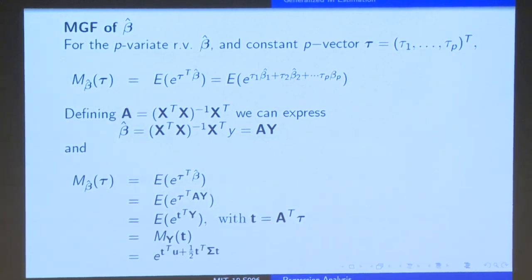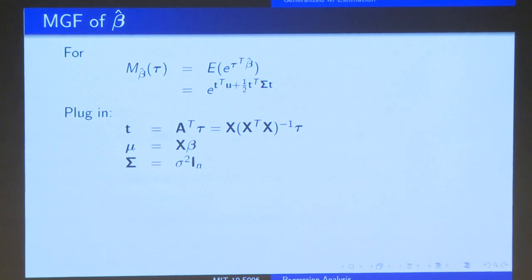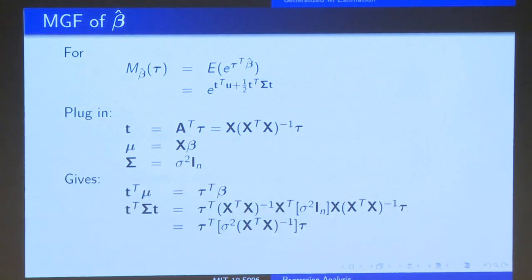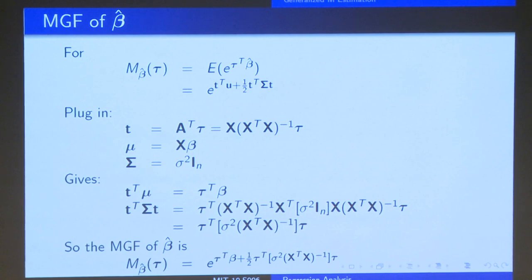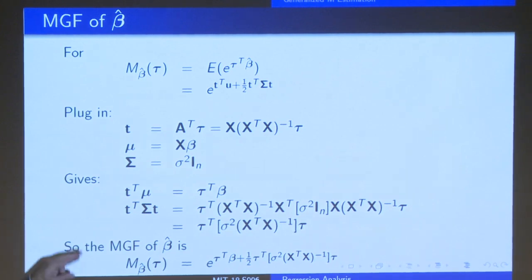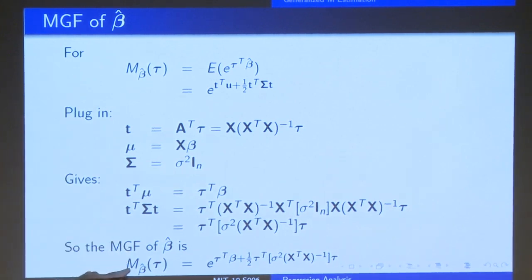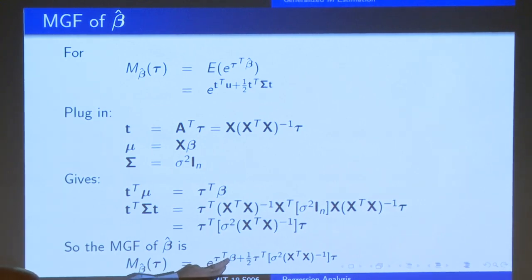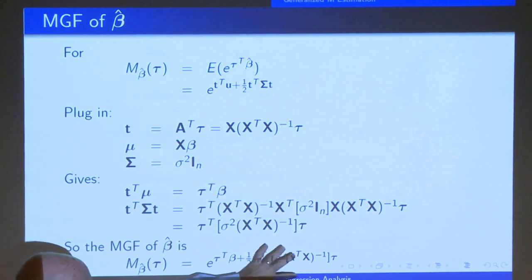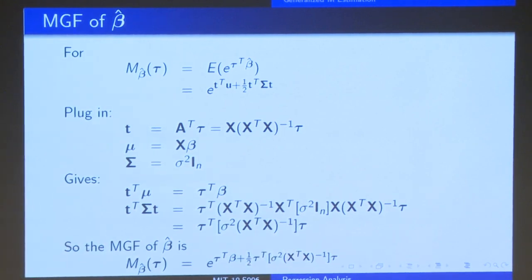And you do that, and it turns out to be e to the t transpose mu plus that. We go through a number of calculations, and at the end of the day, we get that the moment generating function is just e to the tau transpose beta plus a half tau transpose this matrix tau. And that is the moment generating function of a multivariate normal.